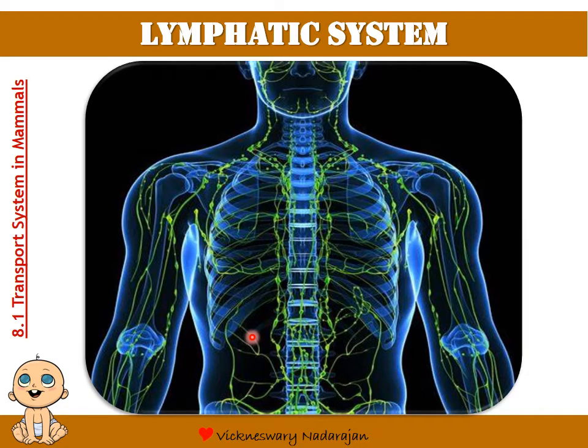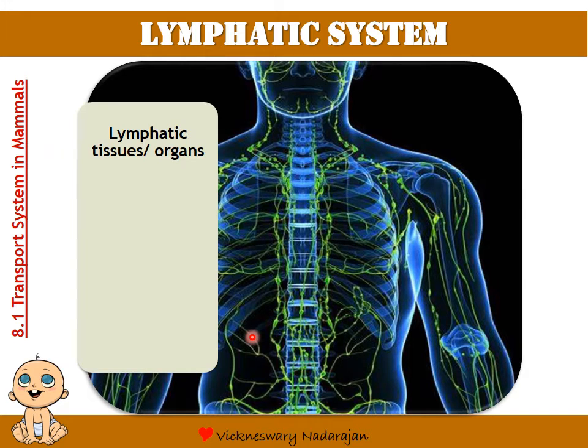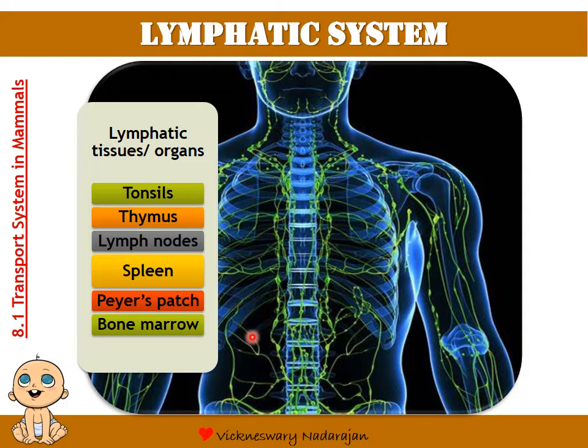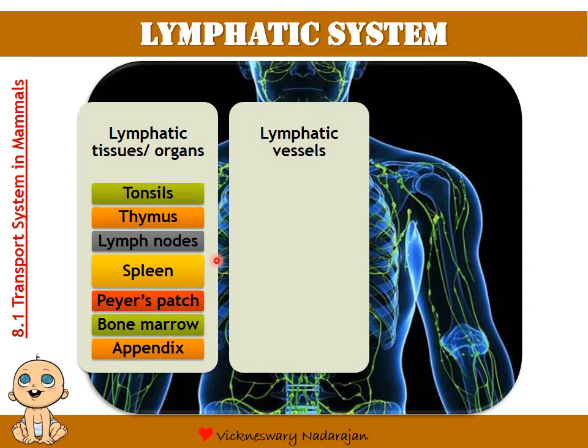Let's look in detail at what other organs make up the lymphatic system. There are tonsils, thymus, lymph nodes, which I mentioned earlier, spleen, Peyer's patch, bone marrow, and appendix. Probably you are familiar with some of the organs, and maybe some you are hearing for the first time. I will explain their function in another slide. We move on to the lymphatic vessels.